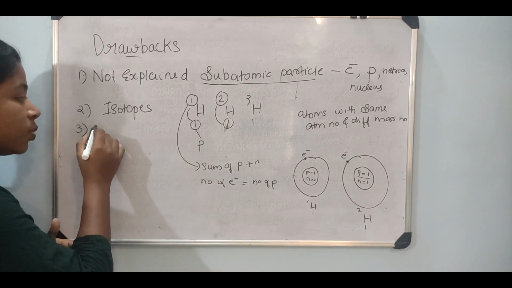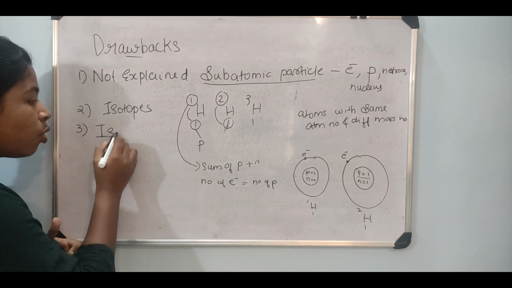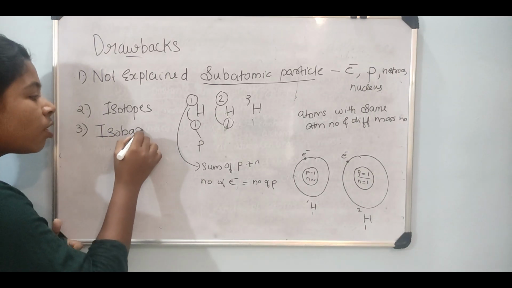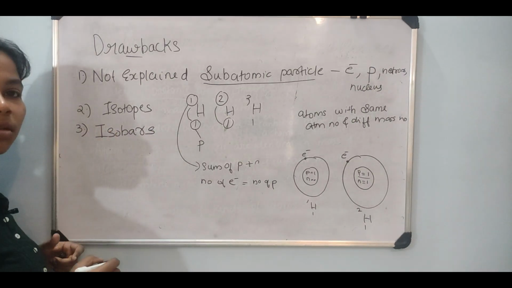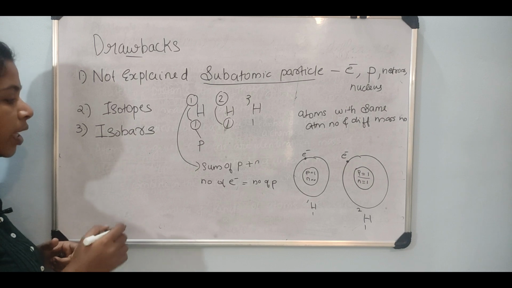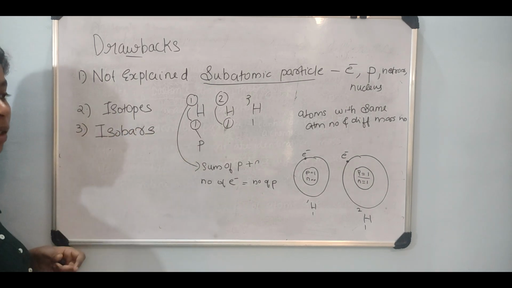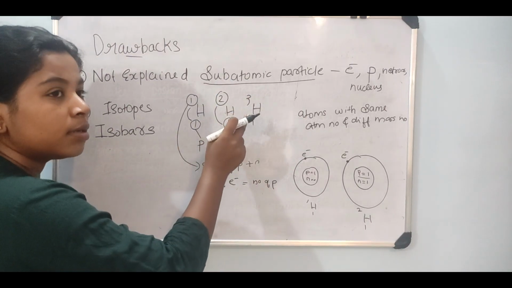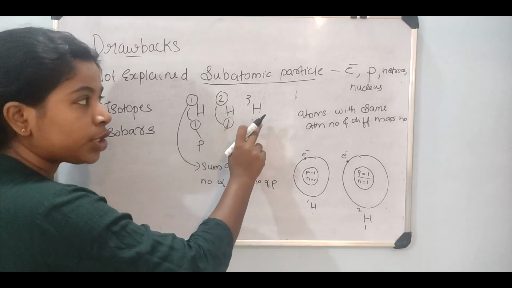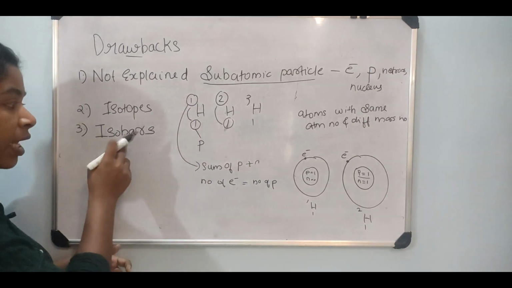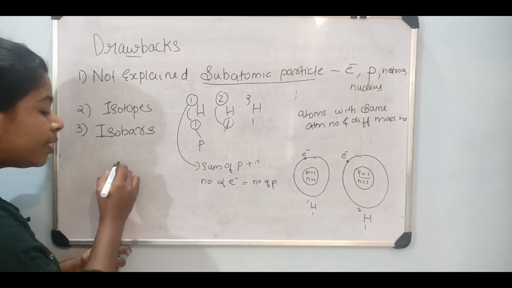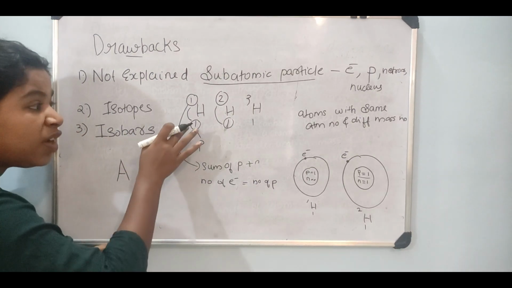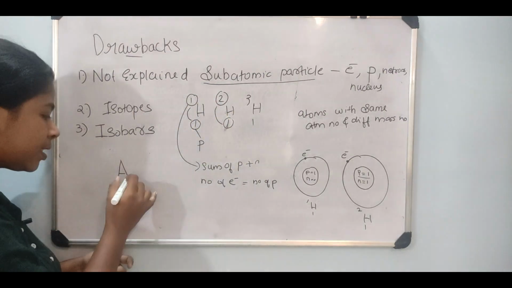Similarly, like isotopes, there is one more thing known as isobars. His theory was not able to explain isobars. What are isobars? Isotopes are atoms with the same atomic number and different mass number. Isobars are atoms with different atomic number and the same mass number.